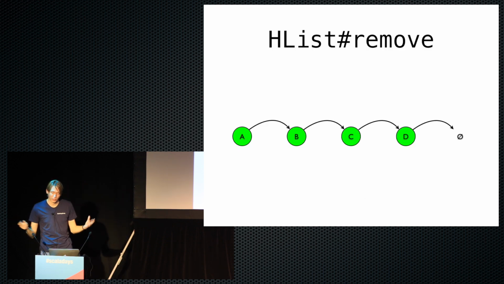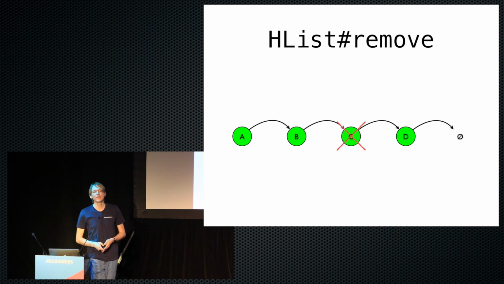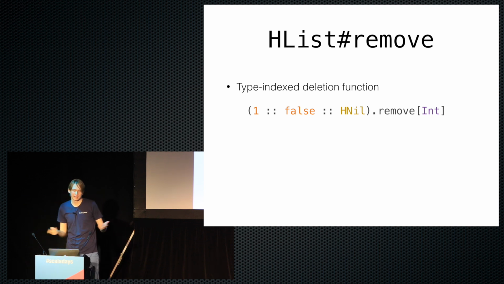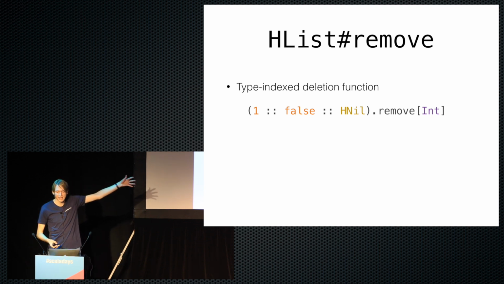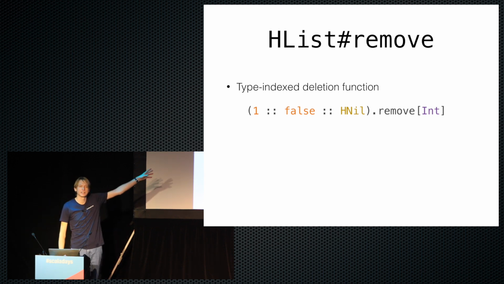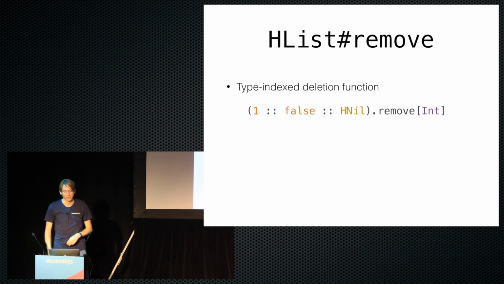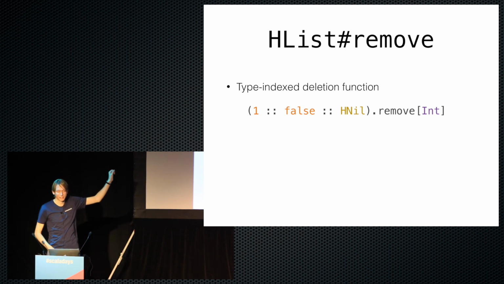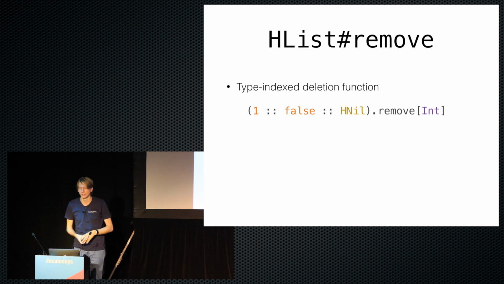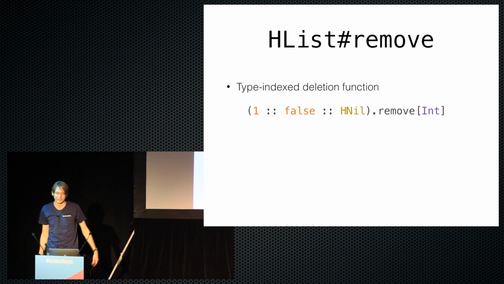So remove. What is remove? Well, remove is a type-indexed deletion function. You give it an HList, and you give it a type, in this case Int, and it will remove all of the instances of that type from the HList and return the resulting HList to you. So in this case, the result is false cons HNil. And if I had a whole bunch of other Ints in there, like 1 cons 2 cons false cons 3 cons HNil, the result would still be false cons HNil, because it's removing all instances of that Int.